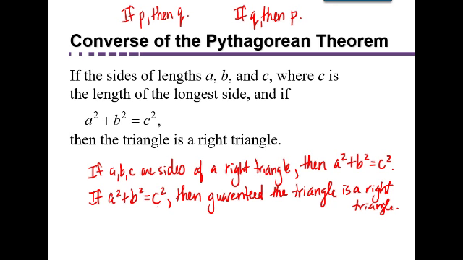So for example, if I gave you a 3, 4, 5 triangle, we already talked about the fact that 3 squared plus 4 squared equals 5 squared. So even if I don't tell you the measure of any of the angles, you would know that the angle opposite the longest side must be a right angle. So the converse of the Pythagorean theorem is significant as well.